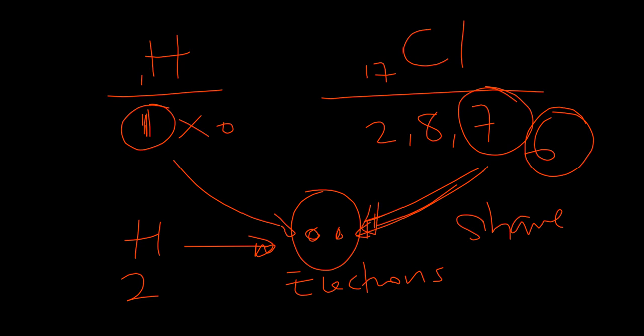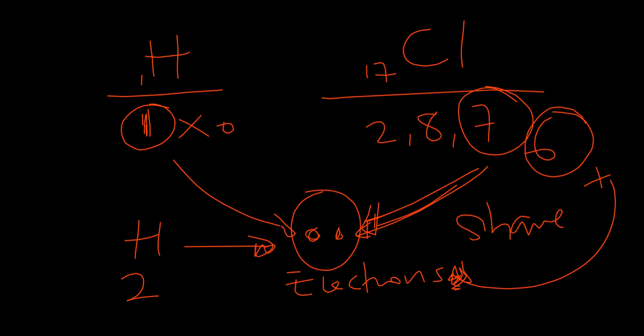So what happens? The chlorine now comes and it shares those two electron pairs. So it takes the two electron pair and it adds it to 6. 6 plus 2 will now be 8. So that satisfies the octet rule. So chlorine is also stable.